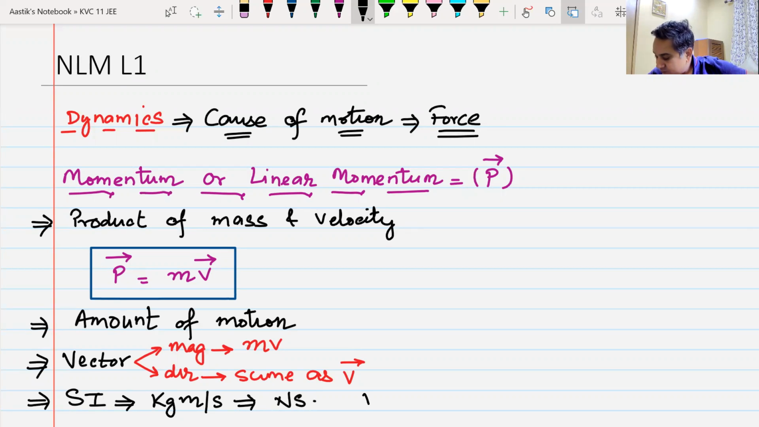Once you know the unit, you may also tell me what the dimension is. What is the dimension of momentum? MLT minus 1. Momentum is the amount of motion that a body contains.